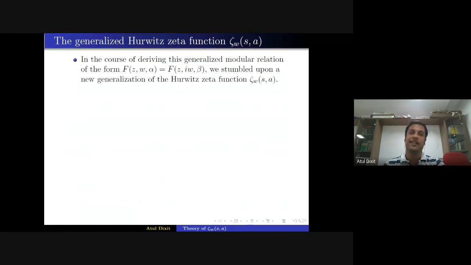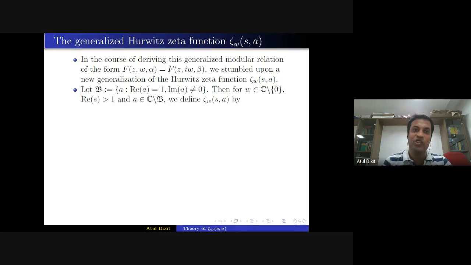The reason is we actually stumbled upon an interesting new generalization of the Hurwitz zeta function. We call it zeta sub W of S comma A. I'm going to put up the definition now, but let me warn you that initially when you take a look at it, it may look intimidating, but I'll try to convince you that it's a beautiful function satisfying a nice theory. So what I'm going to do is, I'm going to omit certain values of A.